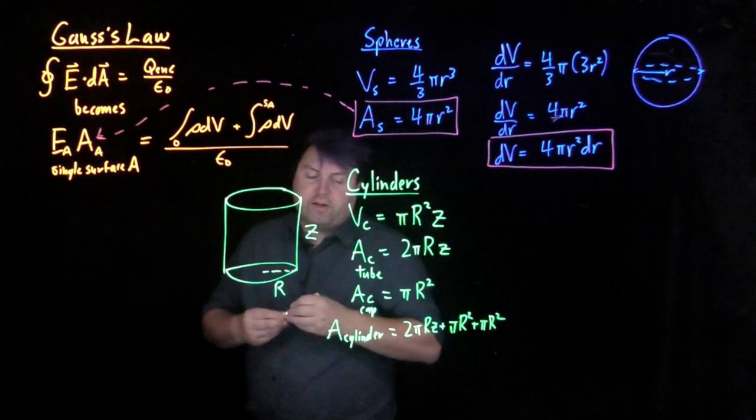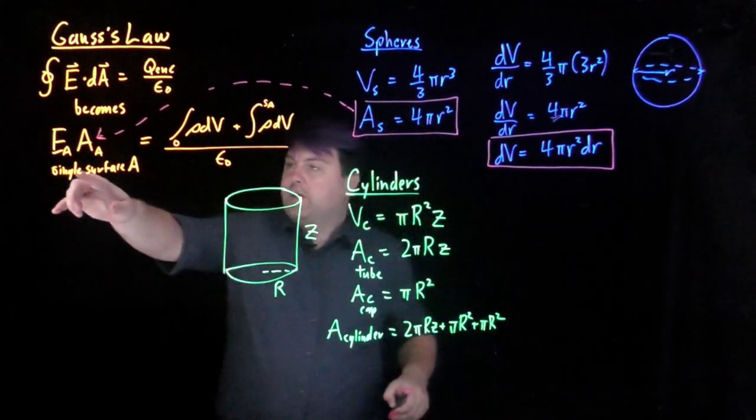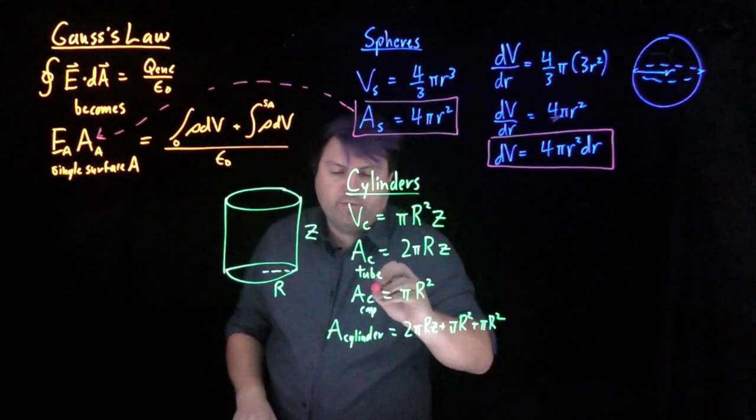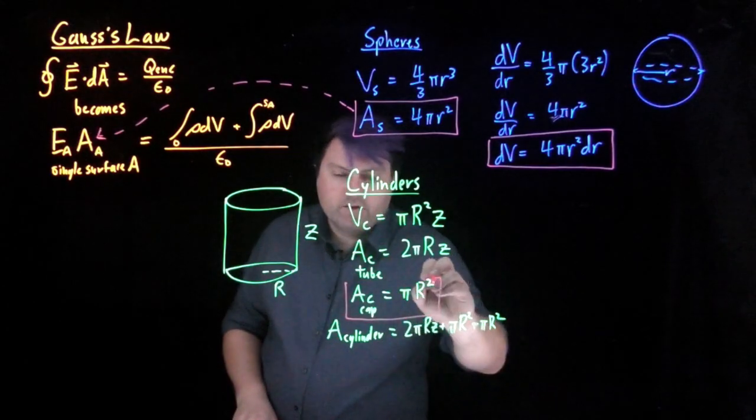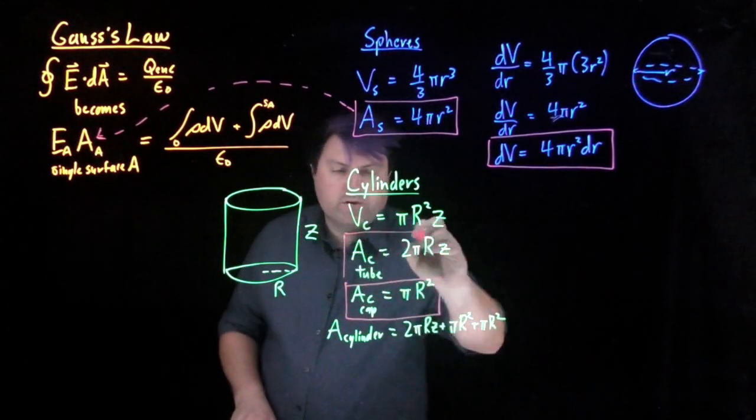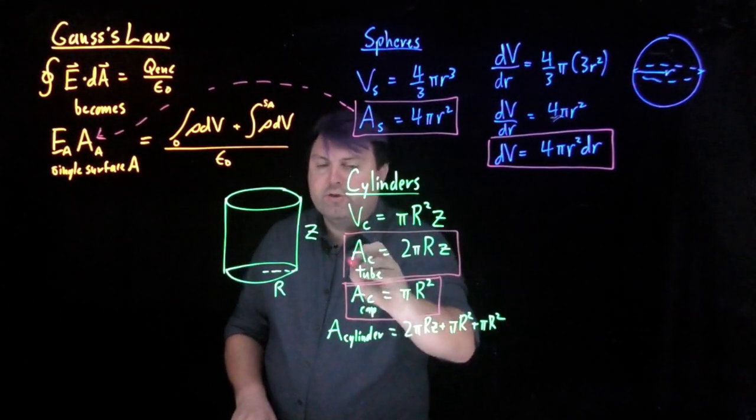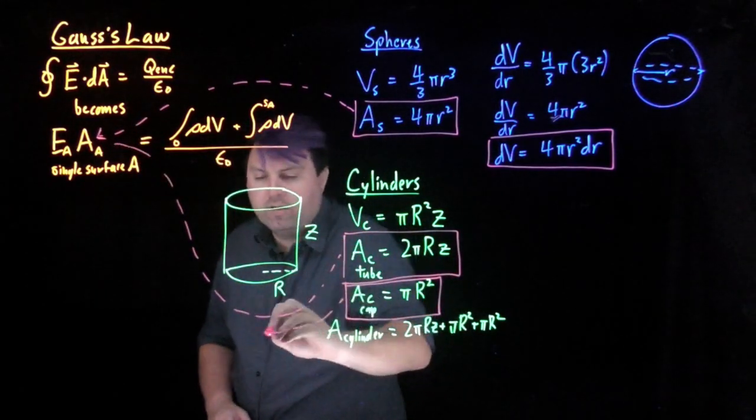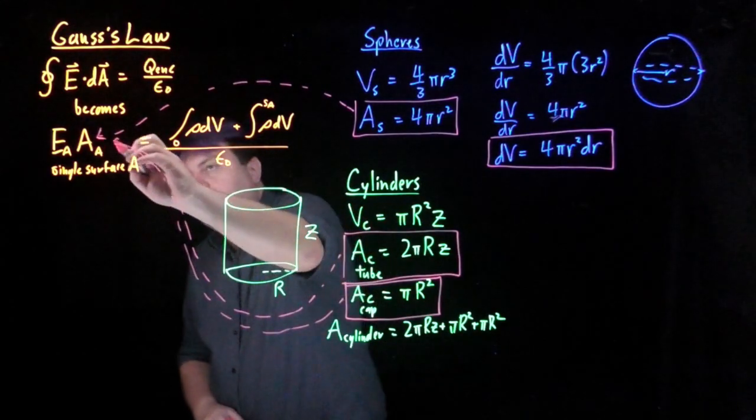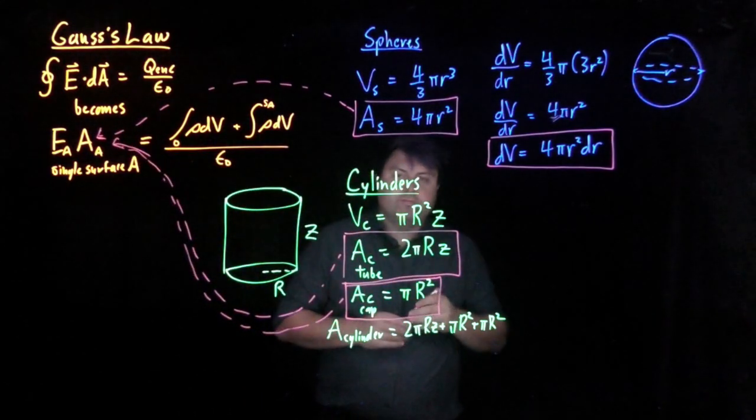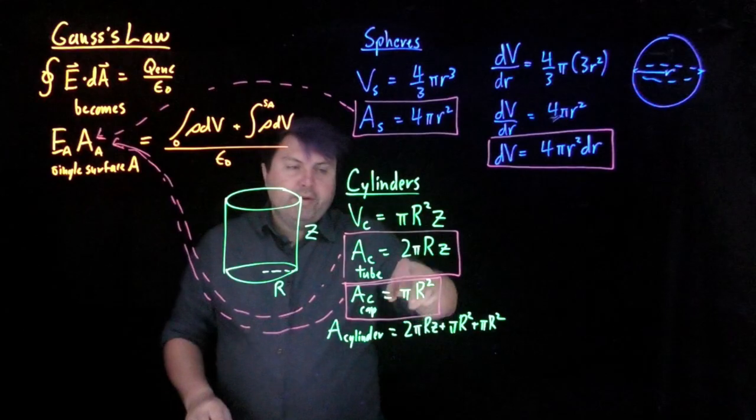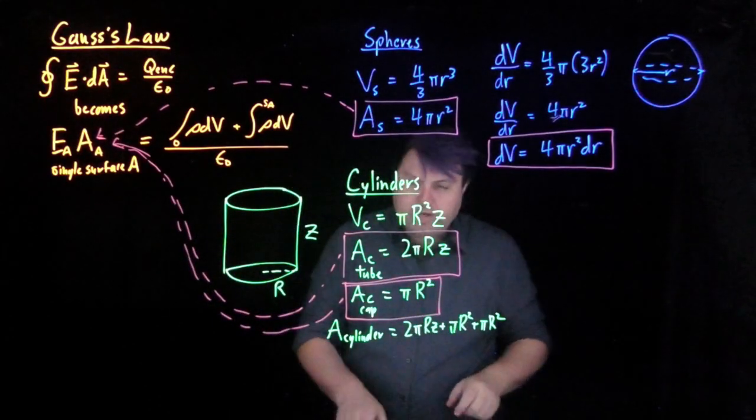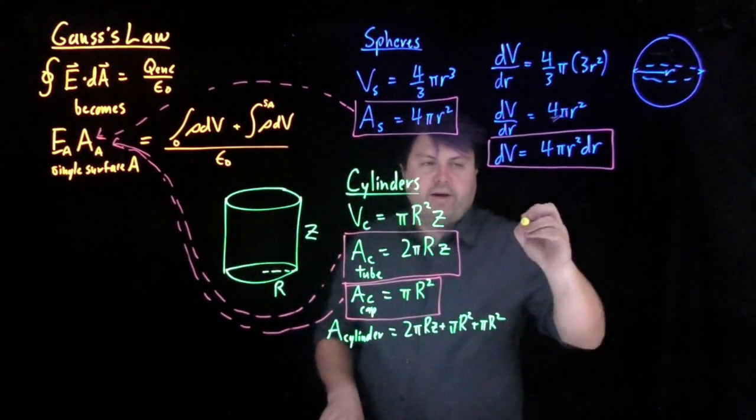But we don't care about that because if we do Gauss's law, it's only going to be one of these single surfaces. So it's either going to be a cap or it's going to be a tube, depending on which one we're going to use. And either of these is going to go as our area that we use. But now that we have two different variables, we can now take derivatives in two different ways.